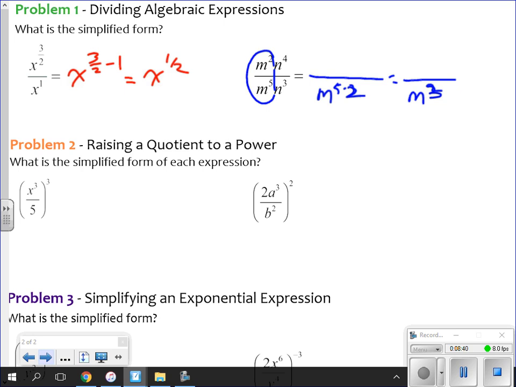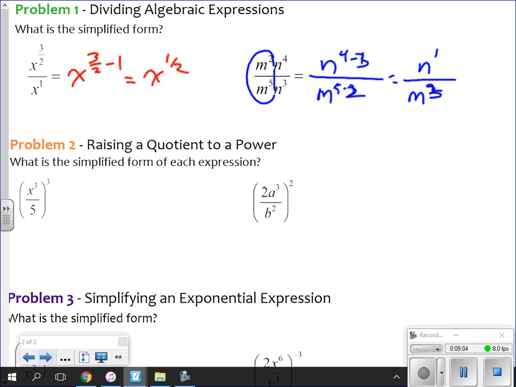Okay, now I would deal with my n's. This isn't that bad. What's bigger, 4 or 3? 4. And where's the 4? It's in the top. So my answers are going to be in the top. N to the 4 minus 3 power. See, I did the same thing again. I put the answer in the problem. And so that would be n to the first.